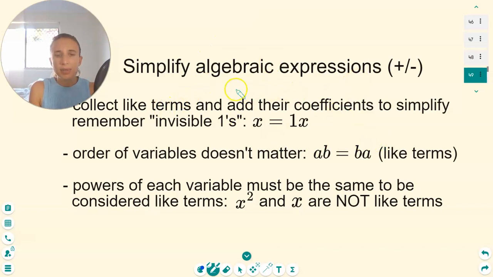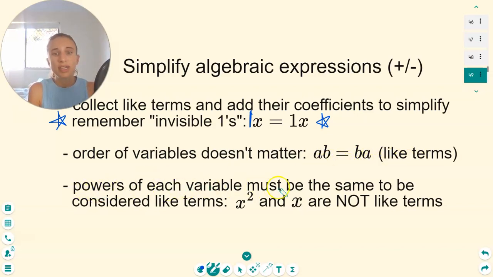And that brings us to simplifying algebraic expressions, adding and subtracting. These are the 3 things to remember. Collect like terms and add their coefficients to simplify. Remember invisible 1s. So whenever I see a variable sitting alone, I just write a little 1 out the front of it, and that clarifies things for me. The order of the variables doesn't matter because of multiplication. ab is the same as ba, and they are indeed like terms. So that's something else to remember.